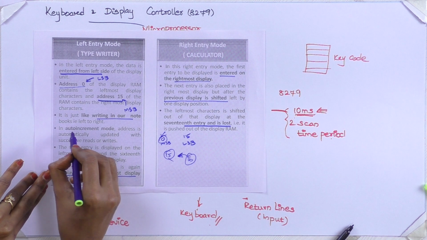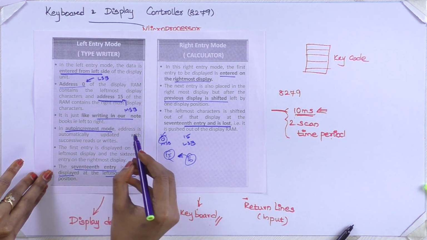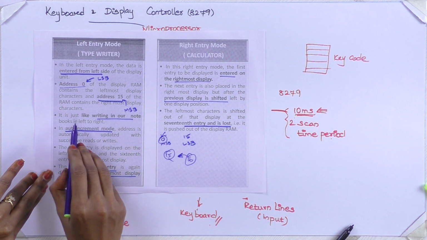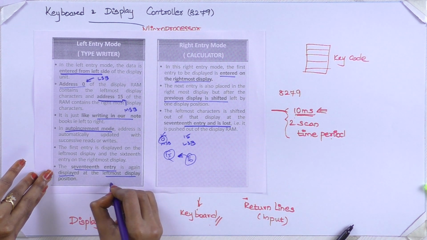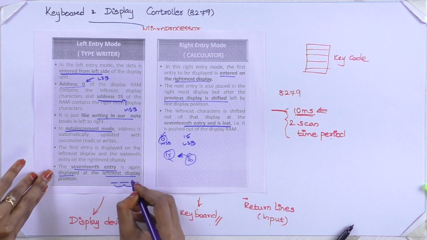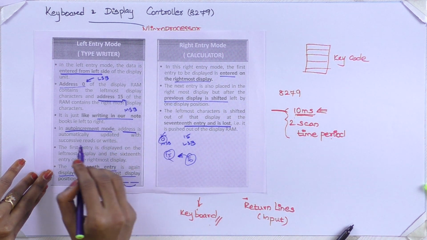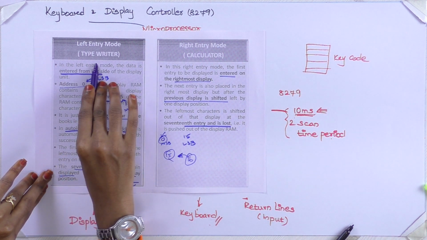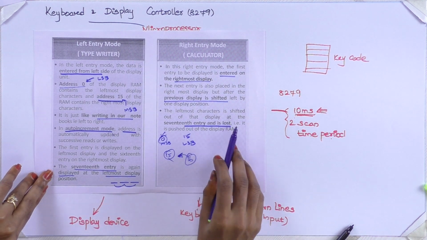Fine. So auto increment will happen. Whenever a character is entered, the first character will be displayed here, then the second character, the third character, and automatically the address will be incremented. So auto increment mode is available in left entry mode rather than in right entry mode. These are all the details and operating modes of 8279. Okay. In the next class we will see about the PIC microcontroller.